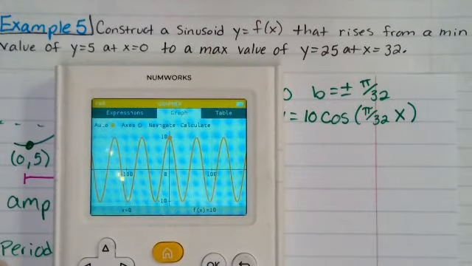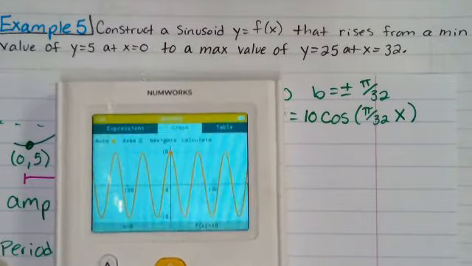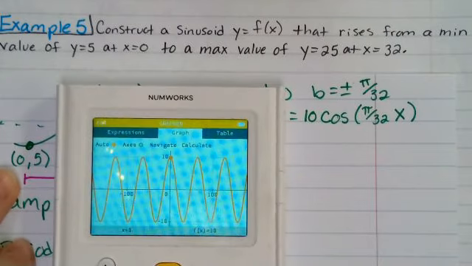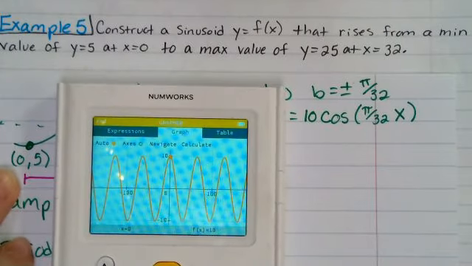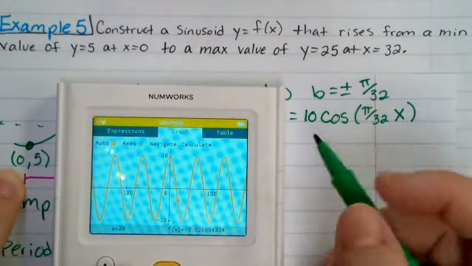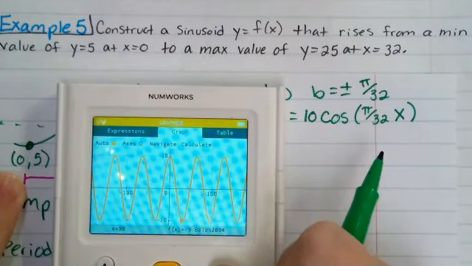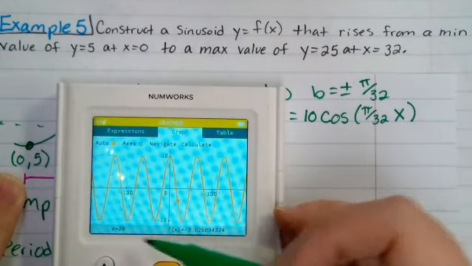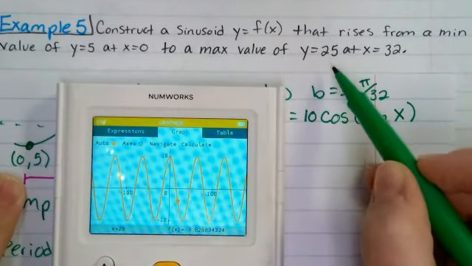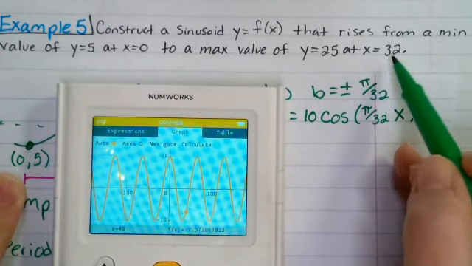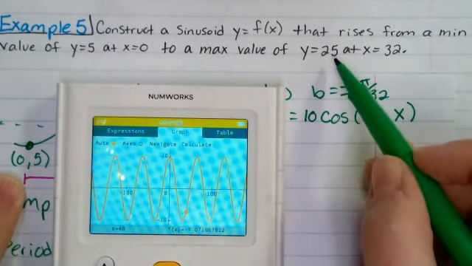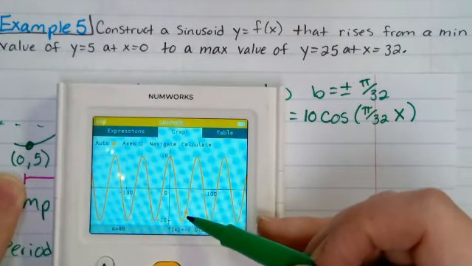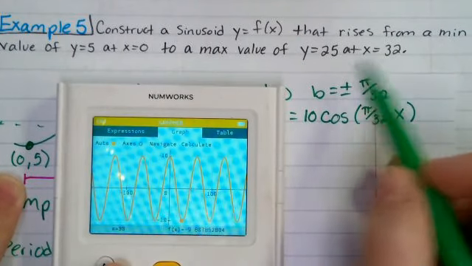Now, again, I need this to go through those particular points, and I'm not seeing that. If I was looking at x equals 32, I don't get 25. If you look in here between 30 and 40, it's a negative output, okay? So that's not working out for me.